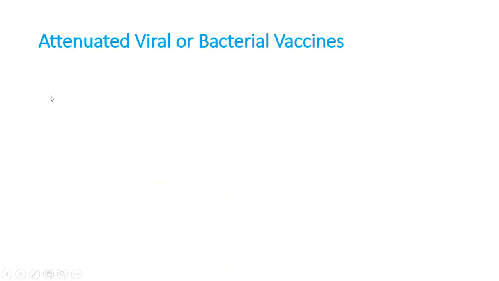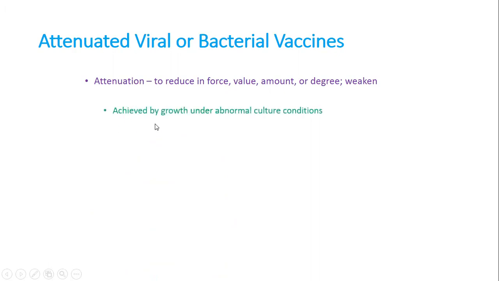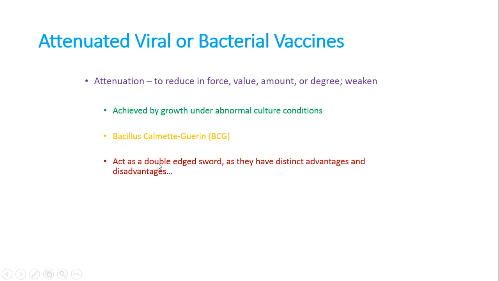What is the attenuated viral or bacterial vaccine? Attenuation: to reduce in force, value, amount, or degree; weaken. Achieved by growth under abnormal culture conditions, for example, Bacillus Calmette-Guerin, BCG. They act as double-edged swords as they have distinct advantages and disadvantages.